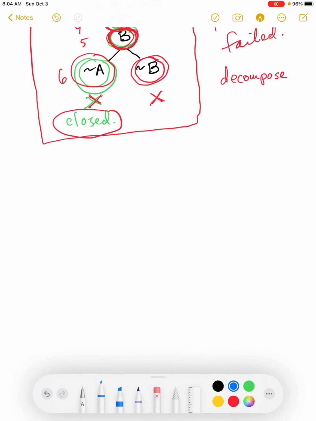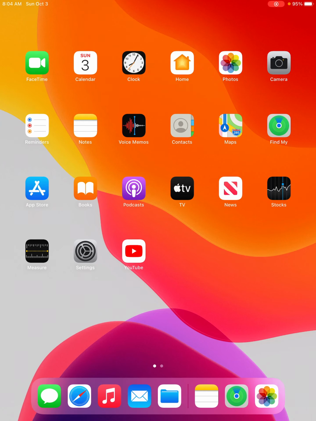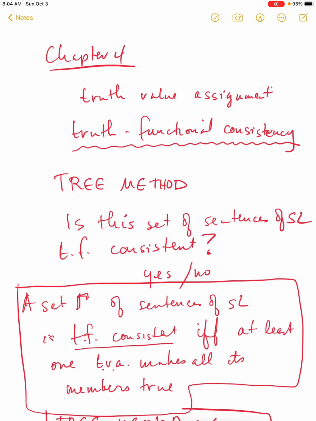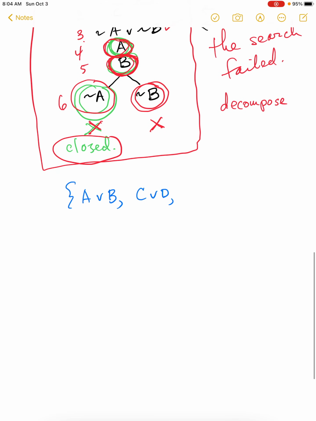We have A or B is the first member of the set. C or D is the second member of the set. Not C is the third member of the set. Sorry, I pushed a button and it disappeared. Okay, and not C. And our question once again is, is this set truth functionally consistent? That is, is there at least one truth value assignment that makes the members of this set true?